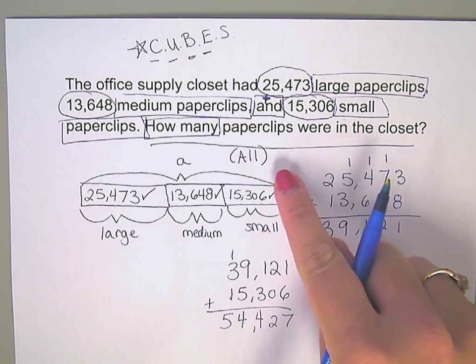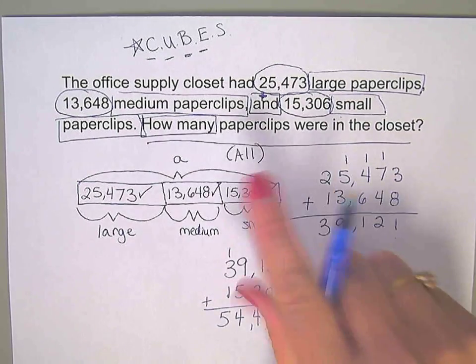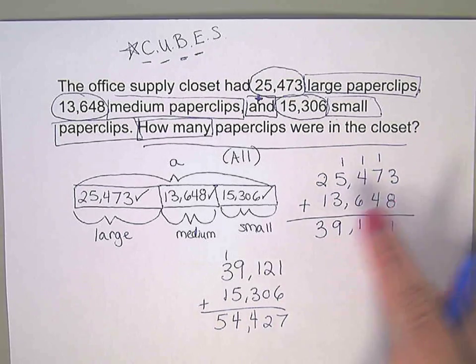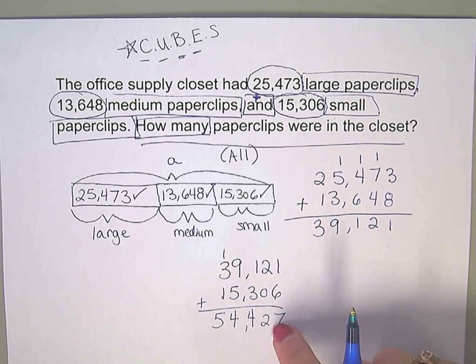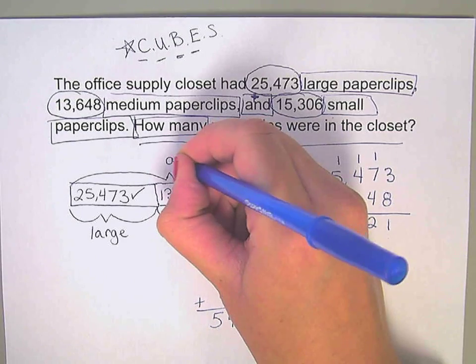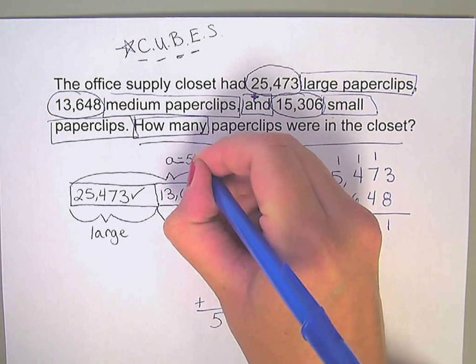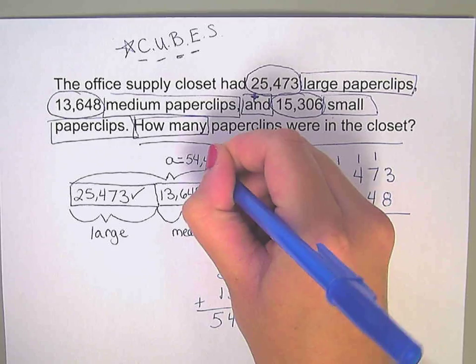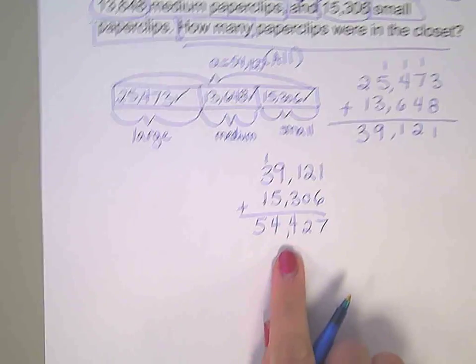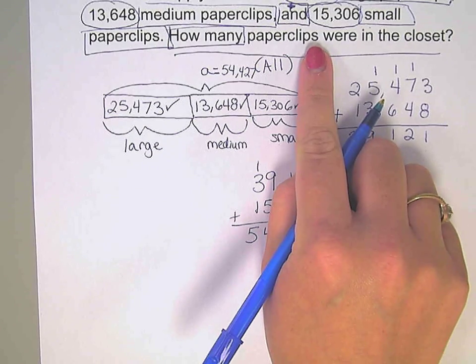How many paper clips were in the closet? Well, that represents all of them added together. Yes, I added all my parts, so I know this is my final answer. I'm going to put this back in the tape diagram now that I know my answer. 54,427. Now I can write my answer as a final statement using my word problem to help me.